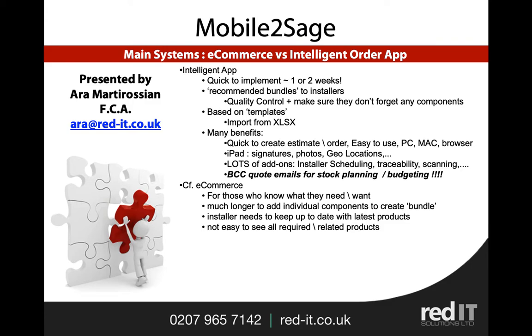It's very easy to implement, typically less than one or two weeks. And the system can then recommend bundles to the installer. That way you can ensure quality control if you're a manufacturer or a distributor, and you can make sure that they don't forget components that are required for the installation. The bundles can be imported from templates, which are an Excel spreadsheet, so they're very easy to change. And the system can be used on various different platforms: PCs, Macs, browsers. It's very easy to use, and you can change orders to quotes very quickly and in the opposite direction as well.